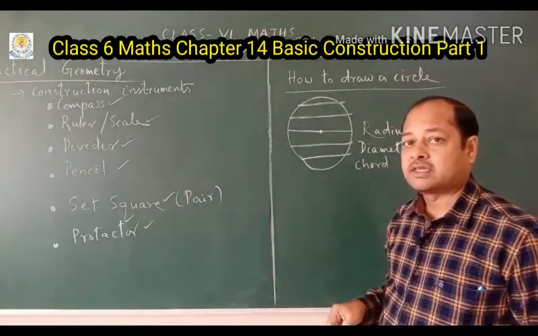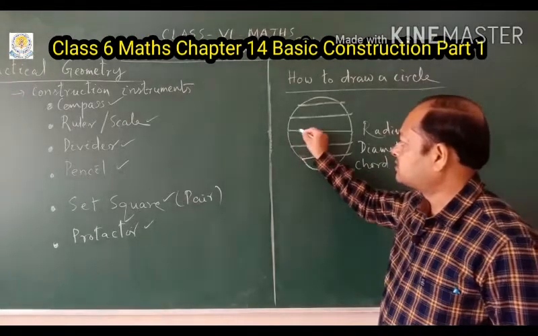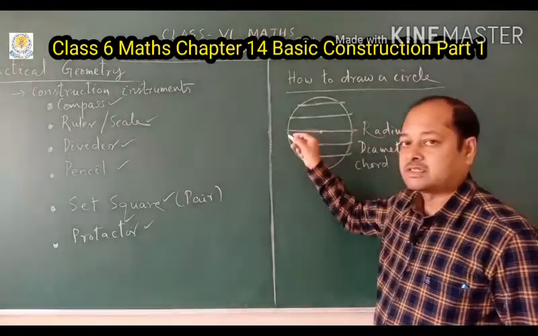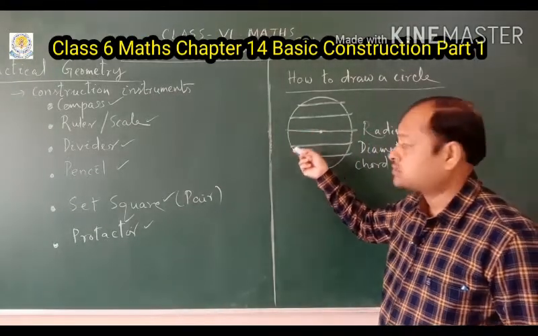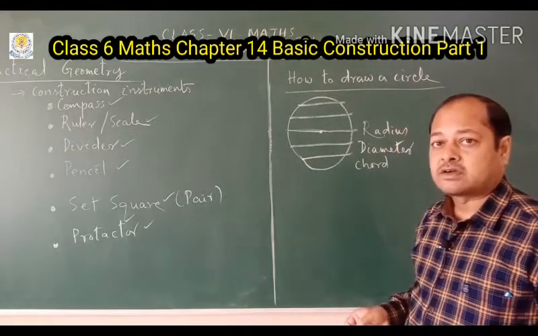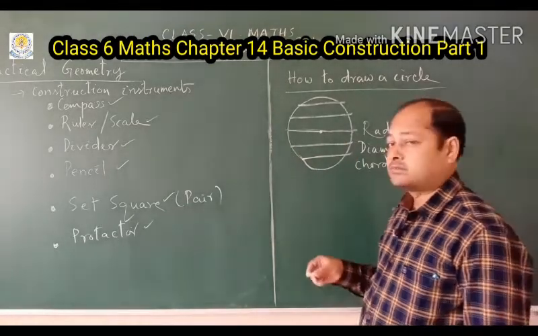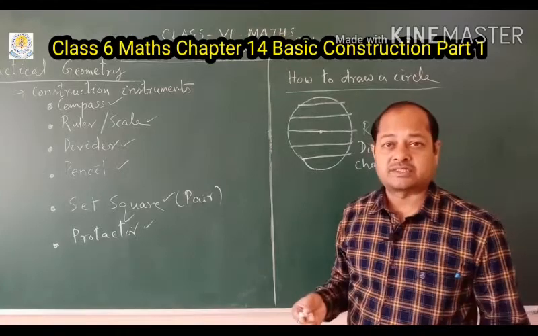So what is the longest chord? The line that passes through the center is the longest chord, that means it is a diameter. So the diameter is the longest chord of the circle. But the question is, how do we draw a circle?